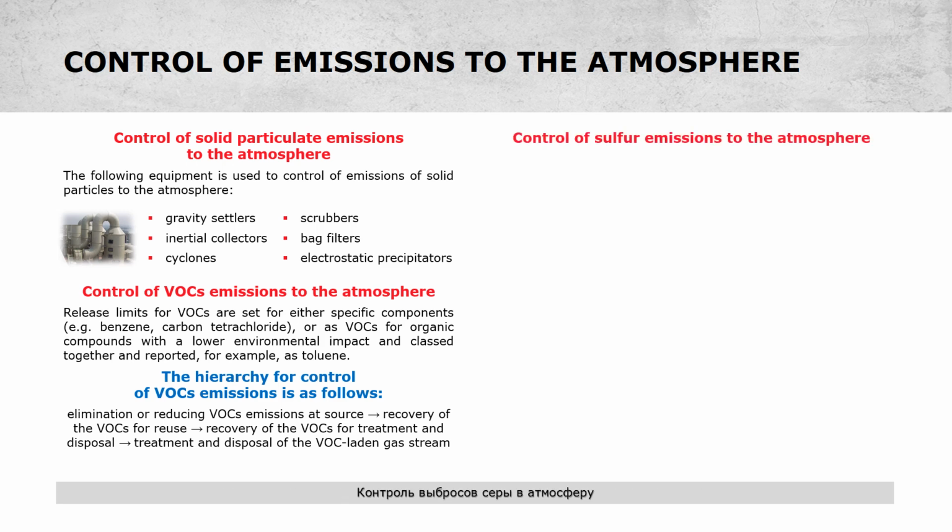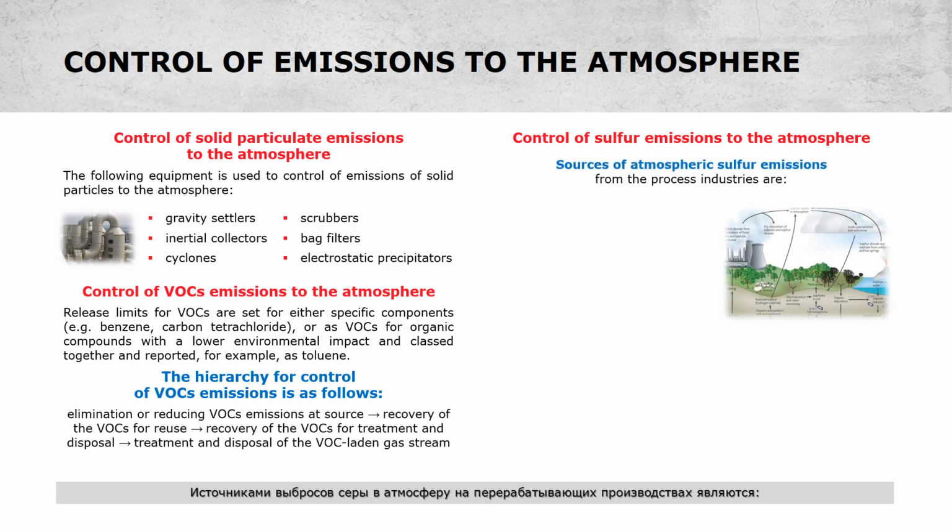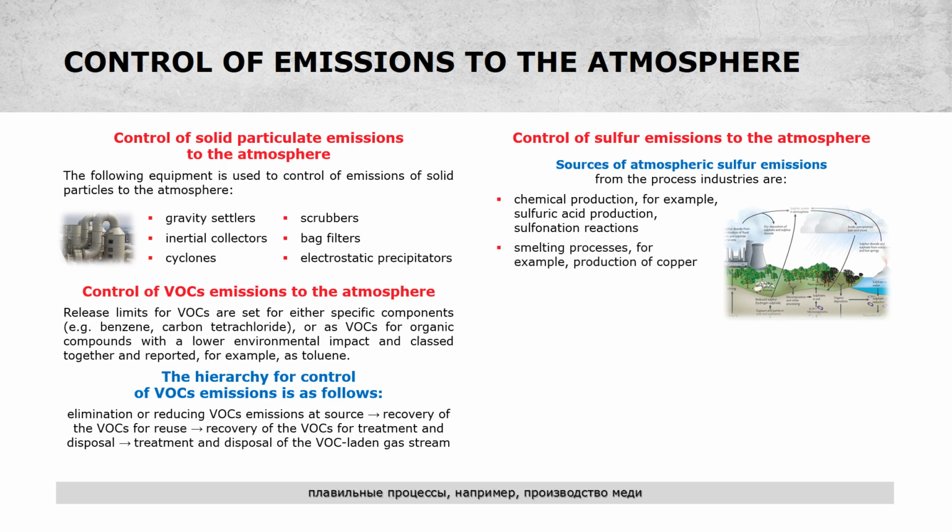Control of sulfur emissions to the atmosphere. Sources of atmospheric sulfur emissions from the process industries are chemical production, for example, sulfuric acid production, sulfonation reactions. Smelting processes, for example, production of copper. Fuel processing operations, for example, fuel desulfurization. Combustion of fuel, for example, steam generation.